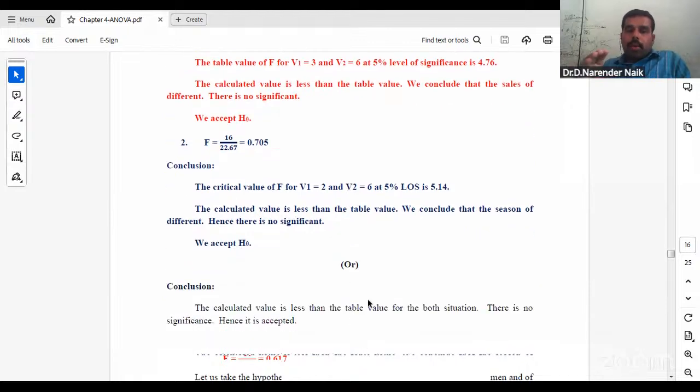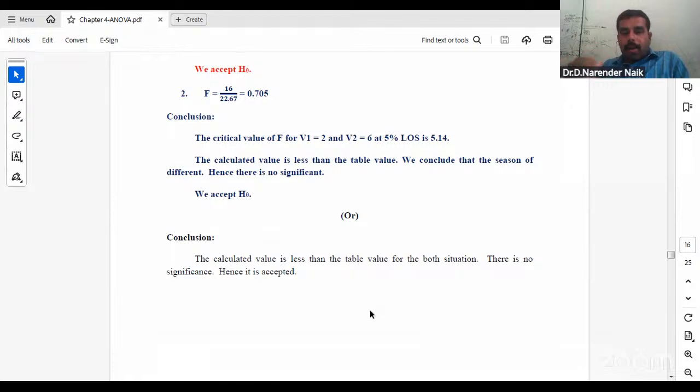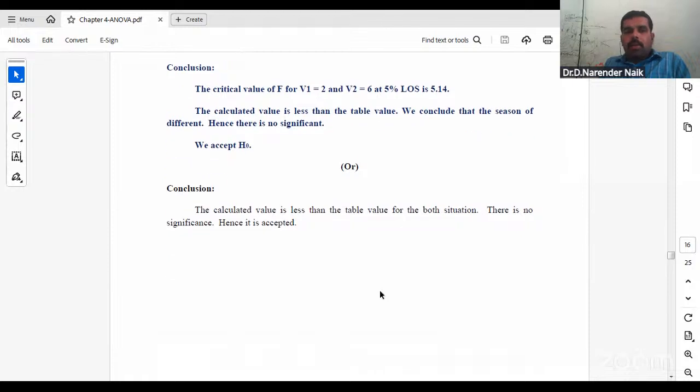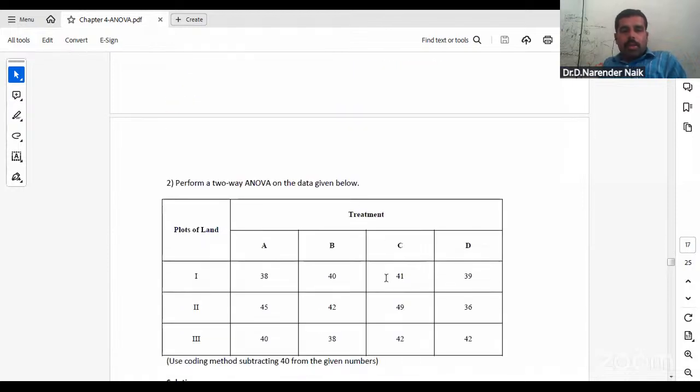If in both cases the calculated value is less than the table value, it is required to write only one conclusion: the calculated value is less than the table value for both situations, there is no significant difference, hence it is accepted. If the calculated value is greater than the table value in both situations, there is a significant difference, hence it is rejected. In this way, you have to write. Okay. So this is for your practice problem.